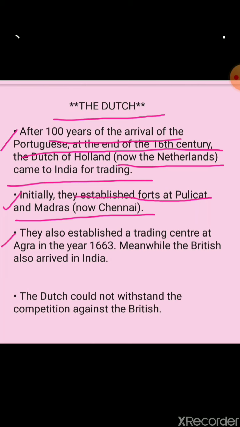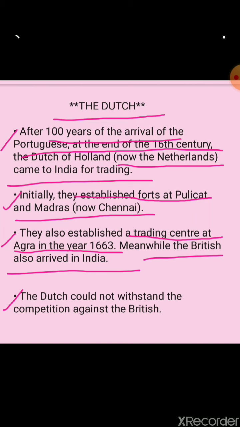Next, they also established a trading center at Agra in the year 1663. Meanwhile, the British also arrived in India. What they are saying is that not only in Pulicat and Madras, but meanwhile they also established their trading center at Agra in the year 1663. And meanwhile, when they established their trade center in Agra, who came to India? The British came to India.